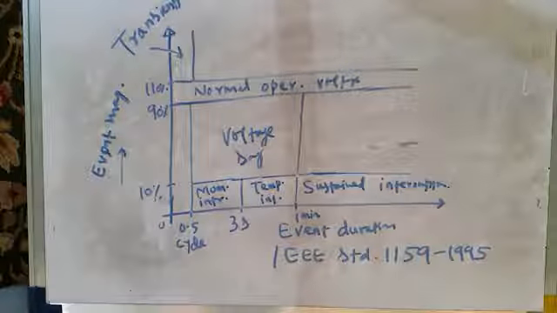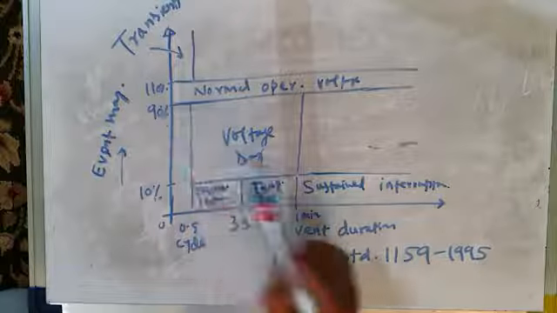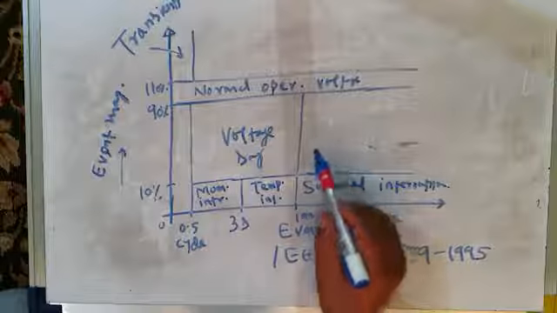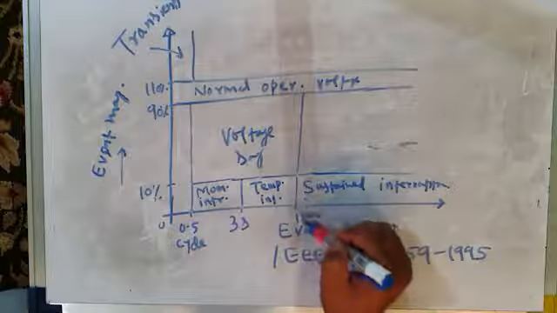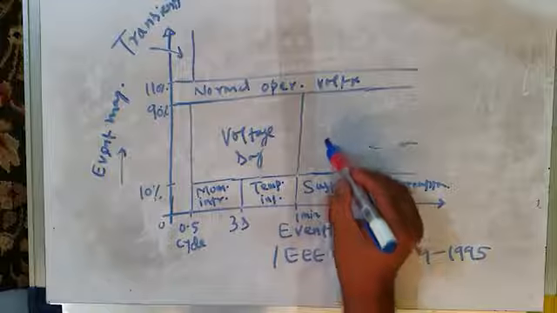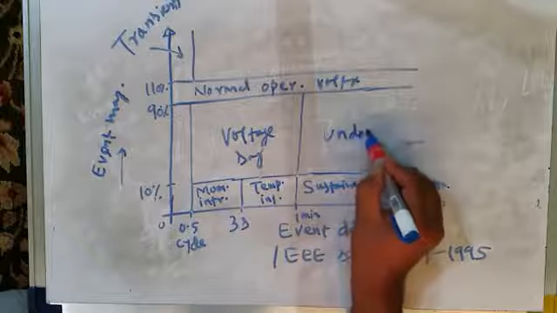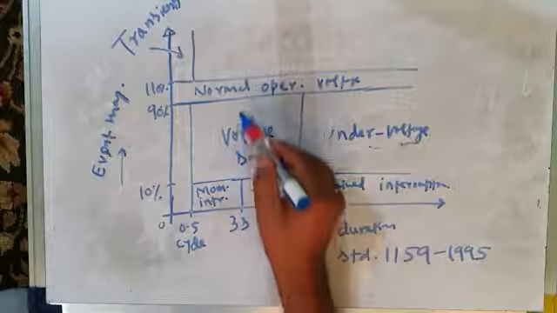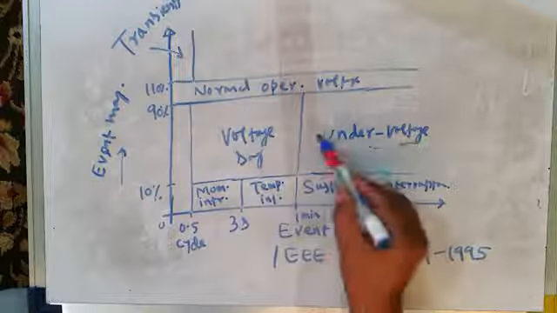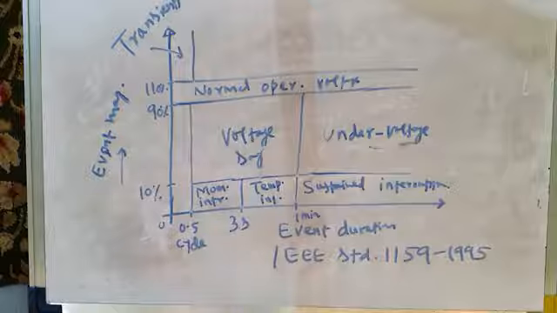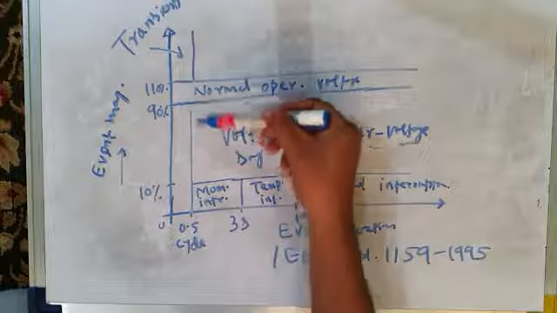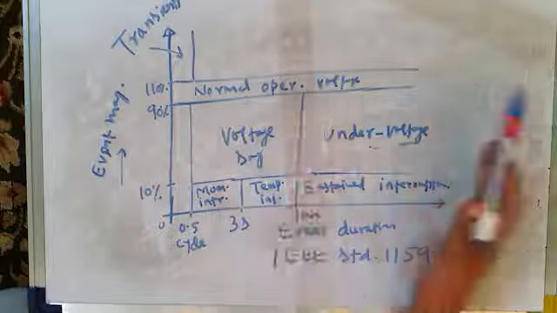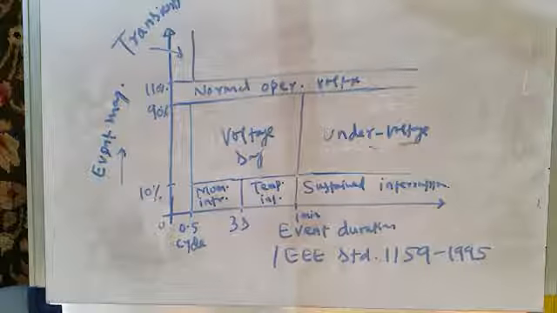it is voltage sag, if it lasts up to 1 minute. And if this dip in the voltage is for a duration greater than 1 minute, then it is called under voltage. So short duration under voltage is called voltage sag, and long duration under voltage is called under voltage. If the sag or dip in the voltage is up to 1 minute, it is voltage sag. If the duration is greater than 1 minute, it's under voltage.